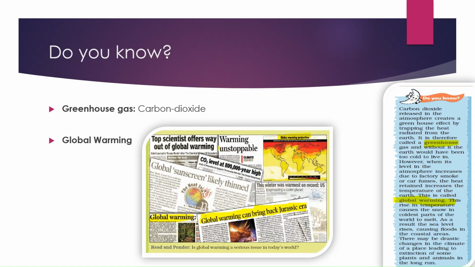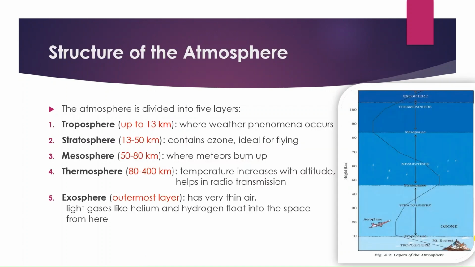So, how can we reduce global warming? By planting more and more trees and by reducing the use of vehicles and all that are releasing carbon dioxide in the air. Now, the atmosphere which we have learned is a thick blanket around us. It is not just one thick layer, but this atmosphere is divided into five different layers, and each of them has its own characteristics.